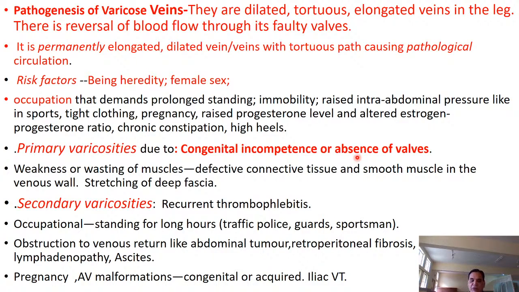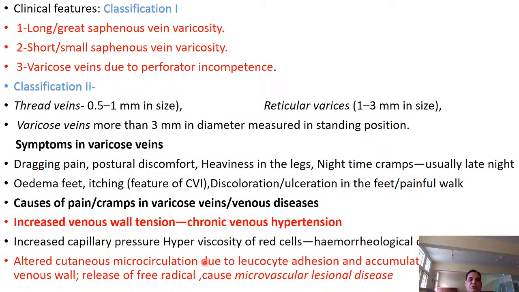If there is any problem with the wall, the blood will not go to the femoral vein, it will be stagnated there. Muscle weakness is also one of the causes, and for secondary varicosities, it is thrombophlebitis. That means DVT is one of the most important causes. Occupation, obstruction, pregnancy, and congenital or acquired IVT, that means iliac venous thrombosis.